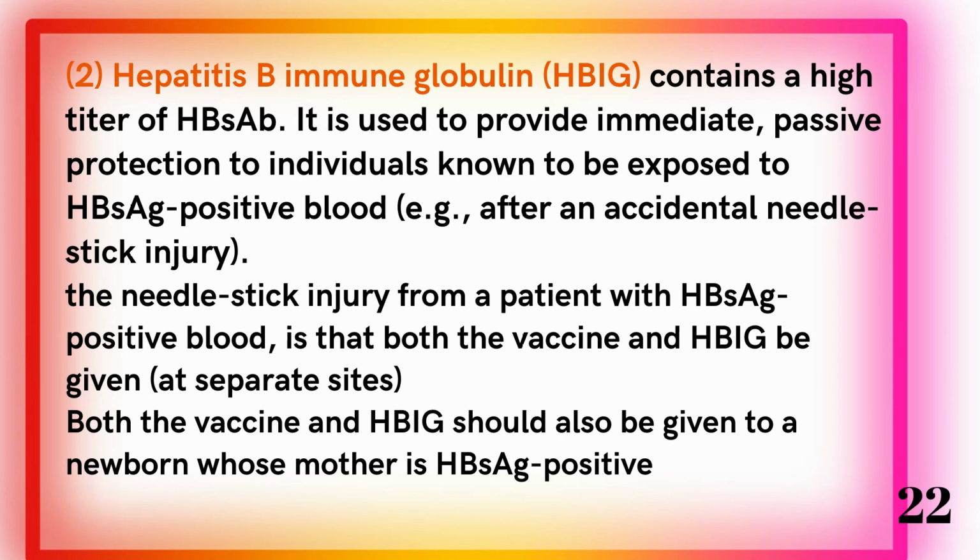Healthcare providers who do not have a protective concentration of anti-hepatitis B surface antibody, more than 10 mIU/mL, should be revaccinated. After receiving a total of 6 doses, they should be tested for hepatitis B surface antigen and anti-hepatitis B core to determine their infection status. Hepatitis B immunoglobulin contains a high titer of hepatitis B surface antibody. It is used to provide immediate passive protection to individuals known to be exposed to hepatitis B surface antigen positive blood after an accidental needle stick injury.